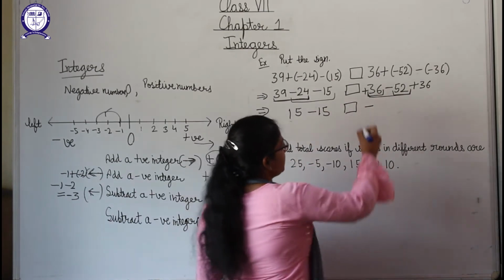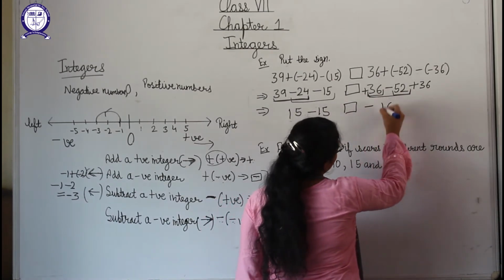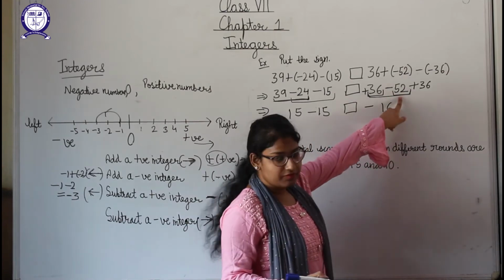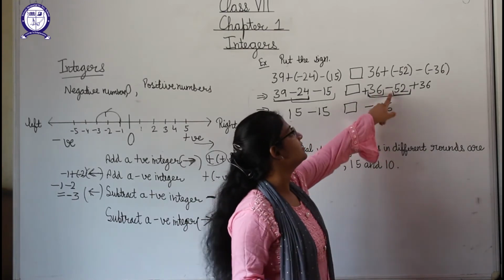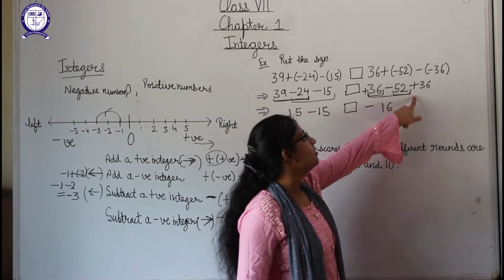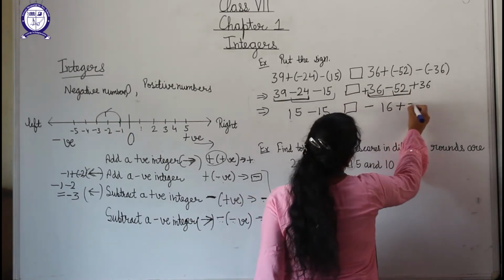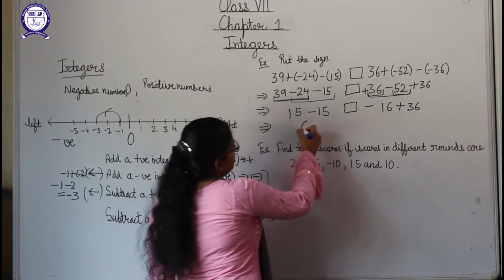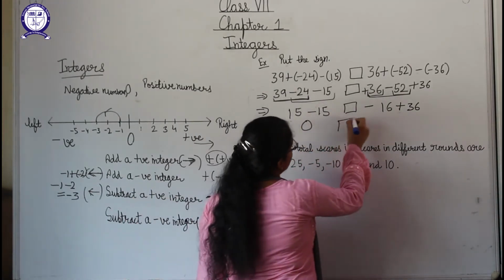What will we get? 52 minus 36 will be 16, and the sign will be negative. Then plus 36 is with us here. Now students, here 15 minus 15 is 0. Okay, we have to put the sign.